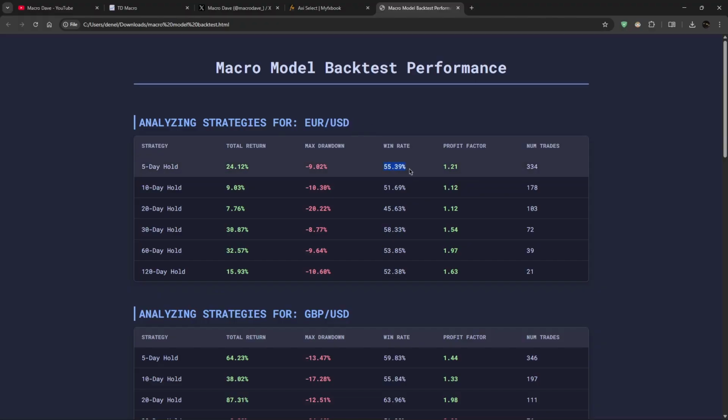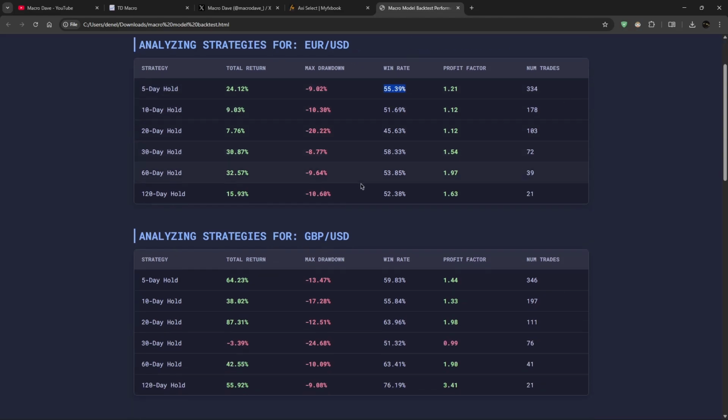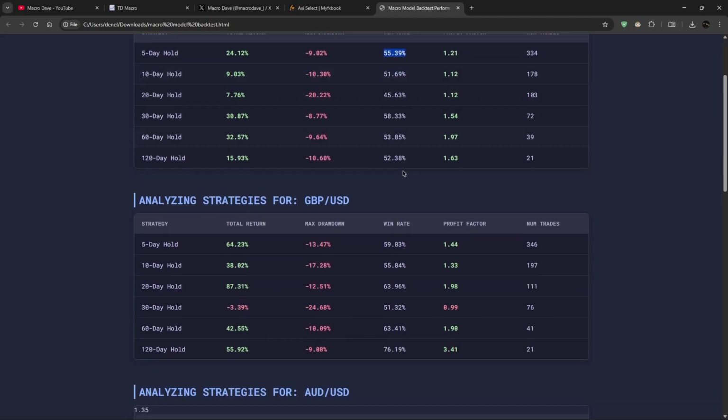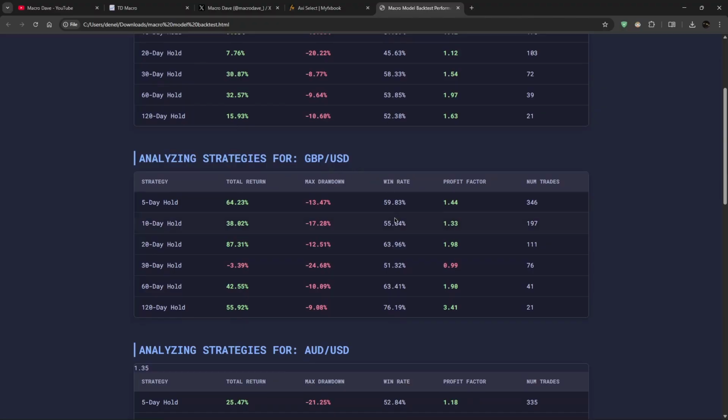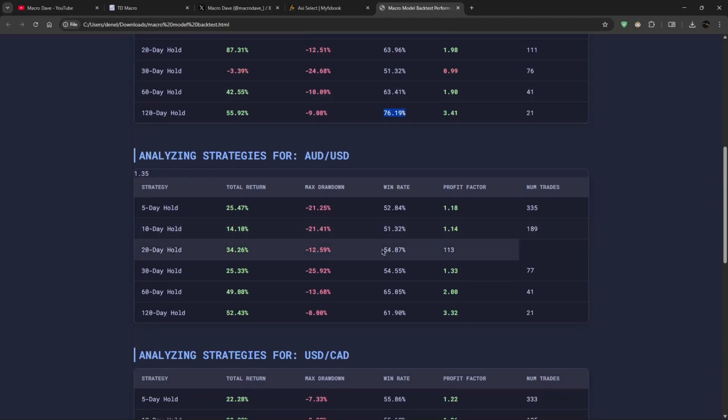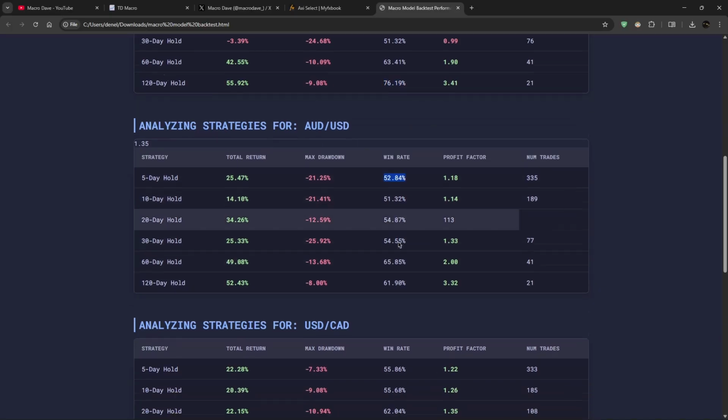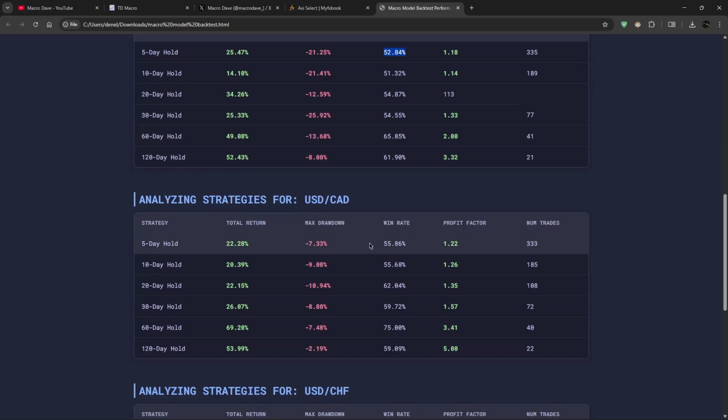And this win rate reflects that. So that's what's important. I want to know if the macro model is right more than it's wrong, and it is. So for Euro USD, the stats look great. For GBP USD, you can see it's absolutely phenomenal. The win rate here is 60%, 63%, 76%. For AUD USD, you can see it has a constant above 50% win rate as well.